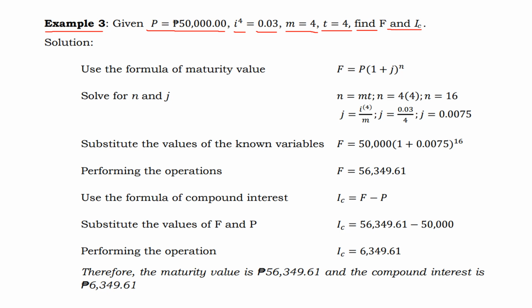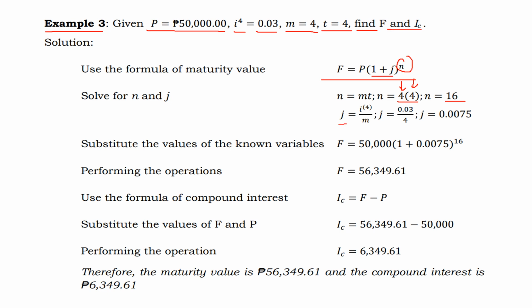So use the maturity value formula wherein F is equal to P multiplied by (1 plus j) raised to n. The exponent n is only for the resulting value of 1 plus j. So solve for n and j. So n is 4 multiplied by 4. Your 4 here represents that it is compounded quarterly because there are 4 quarters in a year. So if we multiply by 4 years, there are 16 quarters here.